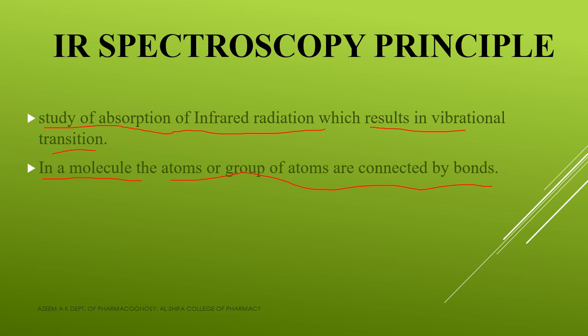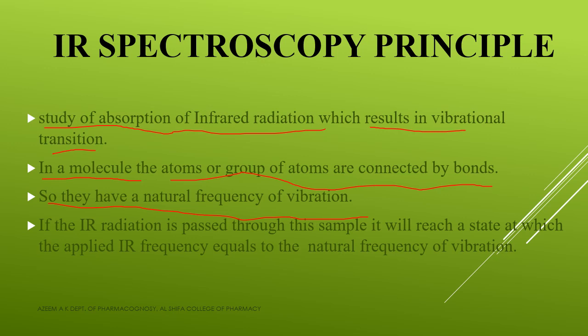So you already know that whatever molecule it is, it has a lot of atoms, and these atoms or group of atoms are connected together by bonds, and in fact these bonds are not rigid in nature. They are not rigid in nature, so they will have a natural frequency of vibration. Clear? So we are studying the principle of IR spectroscopy. It is concerned with the study of absorption of infrared radiation, and that results in vibrational transition. In a molecule, the atoms or group of atoms are connected by bonds, and these bonds are not rigid in nature, so they will have a natural frequency of vibration.